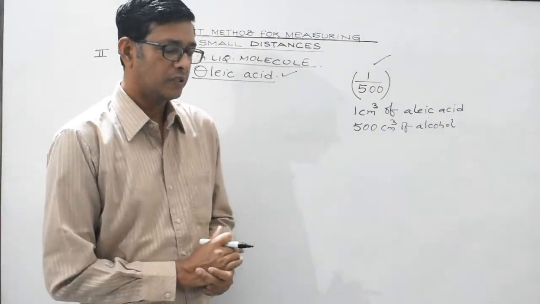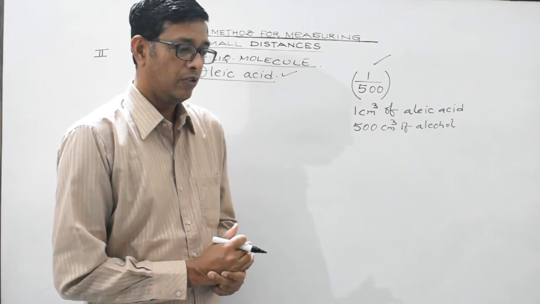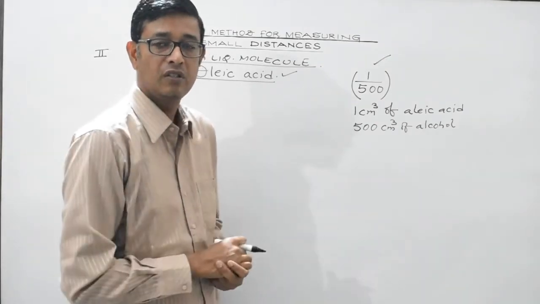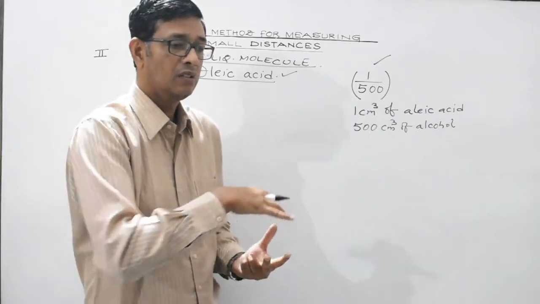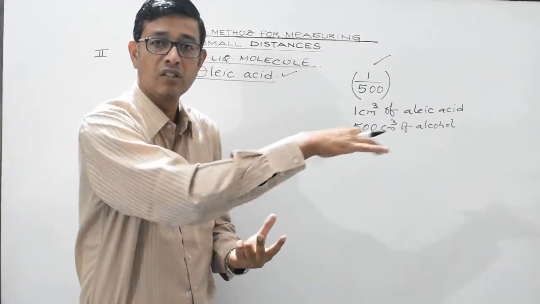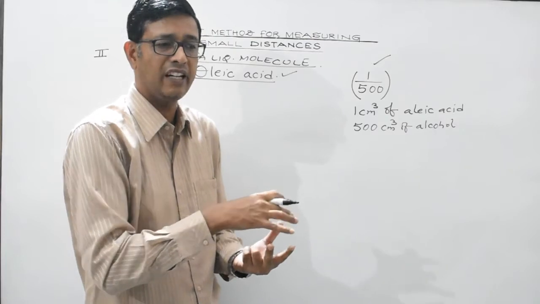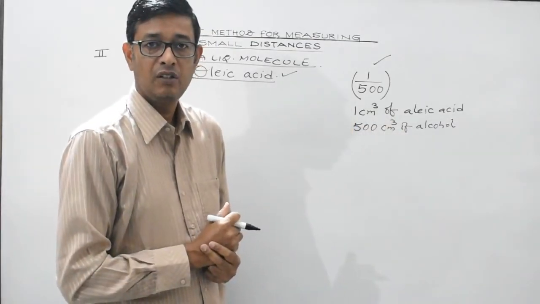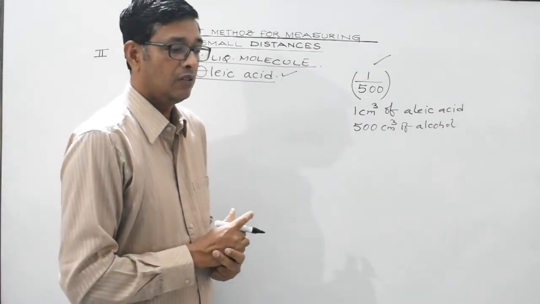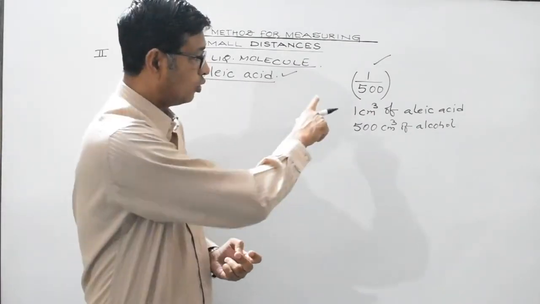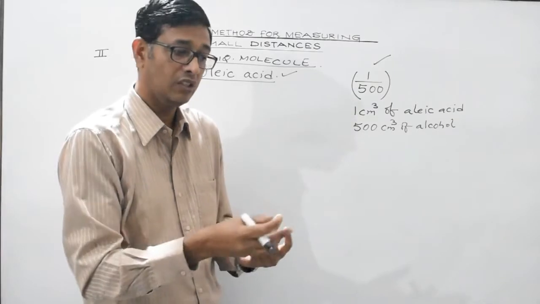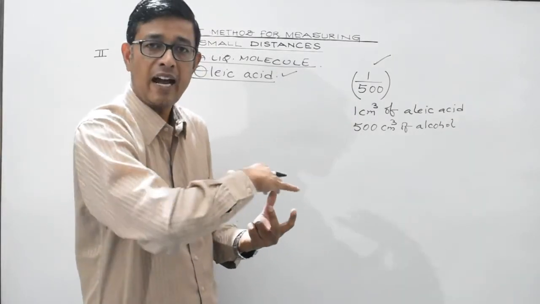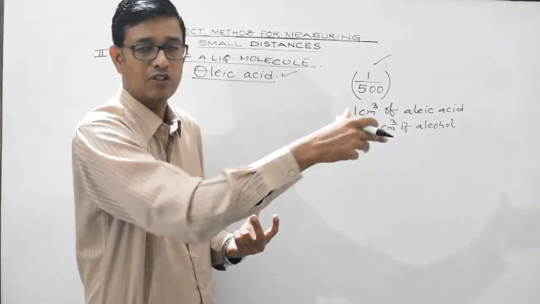Now what to do is, we put a few drops of this solution over the surface of water, which is contained in a flat, broad vessel, right? So I repeat, we will put some drops of oleic acid solution on the surface of water, which is placed in a flat, broad container or vessel.